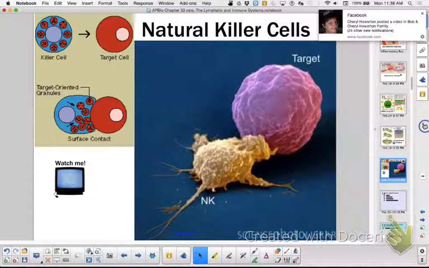This was all of innate immunity. I'll have a different video for your adaptive immunity.